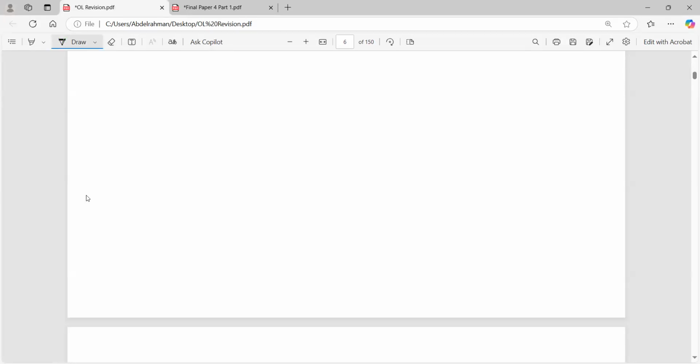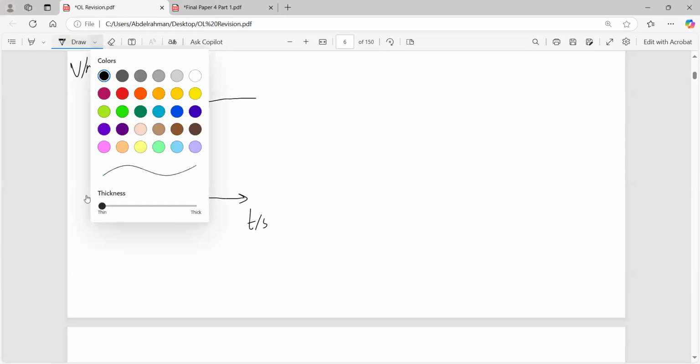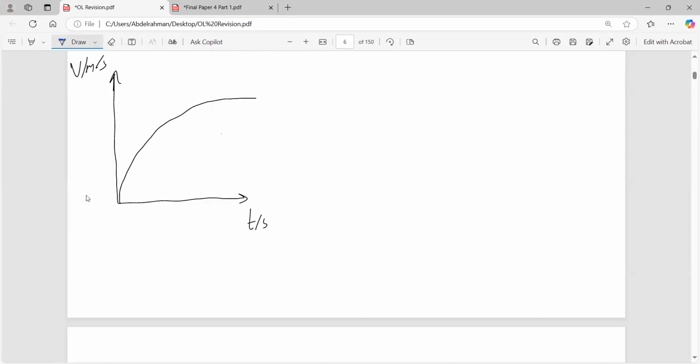For example, we would have a speed-time graph. This is speed in meters per second, and here time in seconds. And he's asking you to find the acceleration at 3 seconds. How can I find the acceleration at 3 seconds?